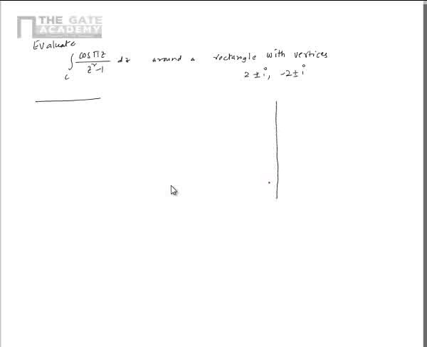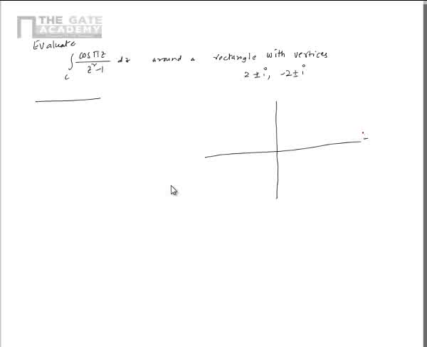So now let's evaluate another integral. Let's see another problem. Evaluate the integral over C of cos pi z by (z square minus 1) dz around a rectangle with vertices 2 plus or minus i and minus 2 plus or minus i. Okay, so we have to evaluate this around a rectangle, so basically it's a closed curve. Let's first plot this rectangle in the Argand plane.